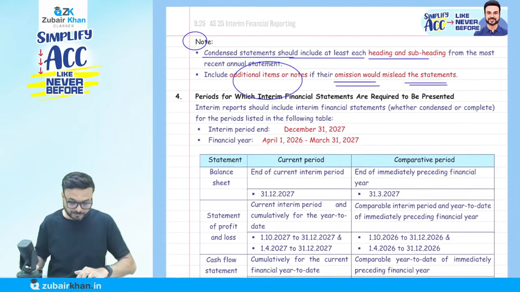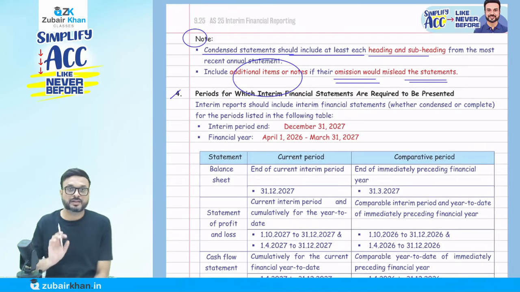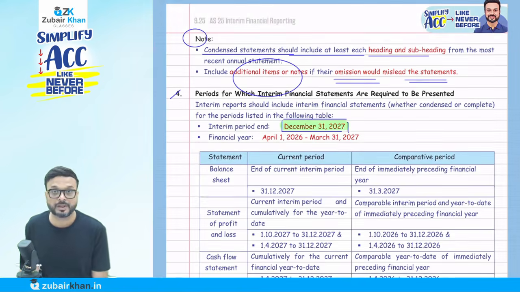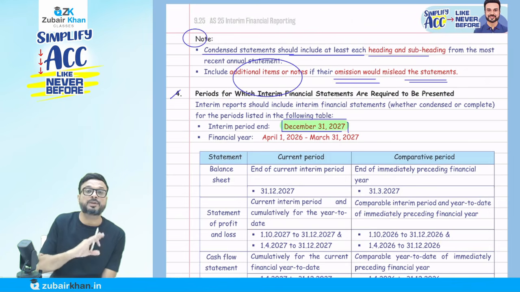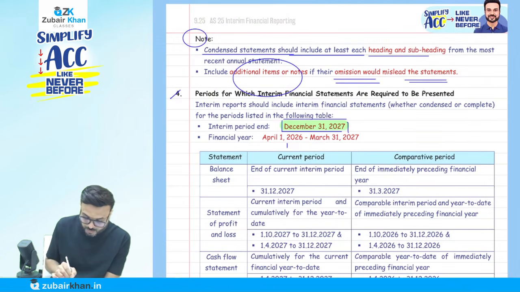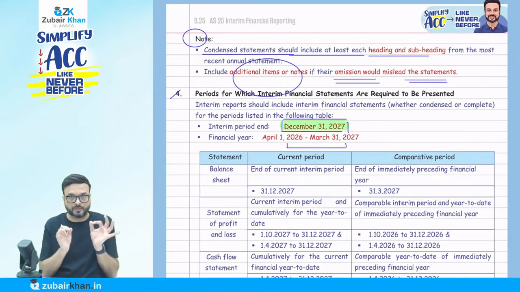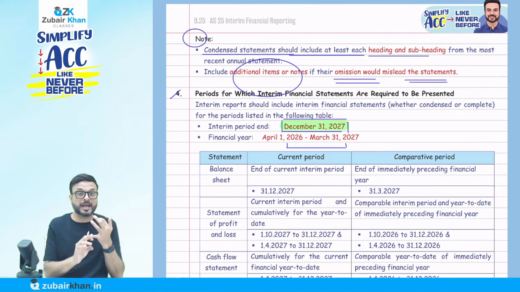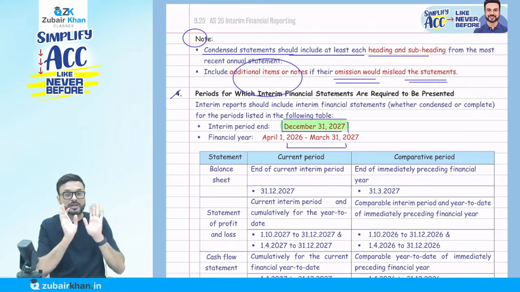Now, the fourth part, what it says is the period for which the interim financial reports are required to be presented. Now understand, we are preparing the interim financial statements, for example, for the third quarter, that is on 31st of December 2027. Remember this date in your mind. And the previous financial year was from 1st of April 26 to 31st of March 27. So for which quarter? Third quarter, that is we are preparing on 31st of December 2027, the interim period.